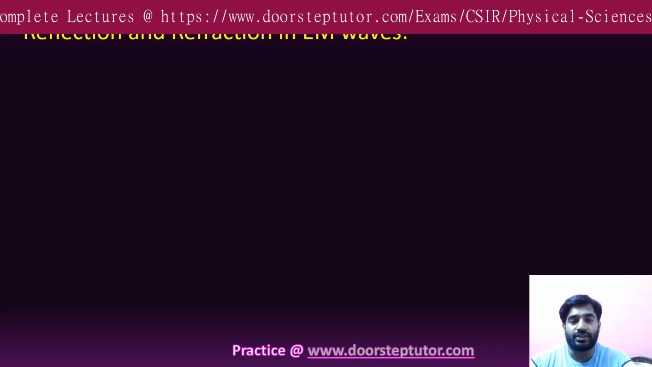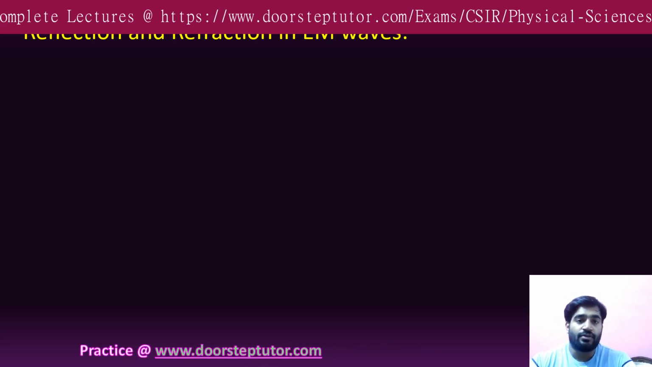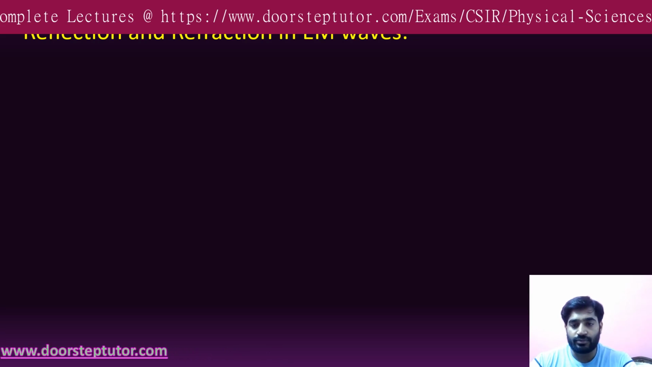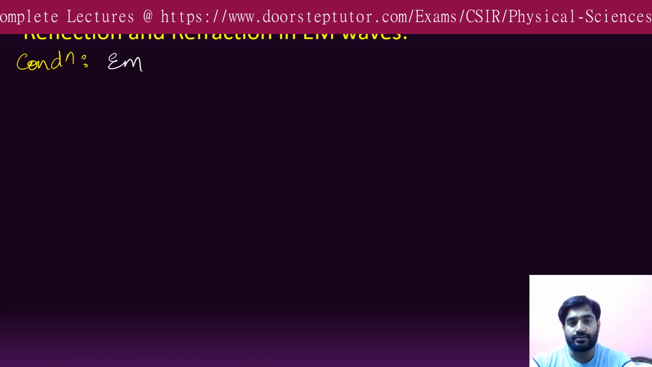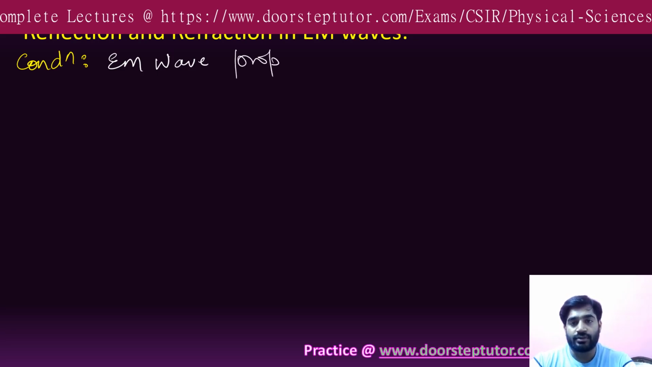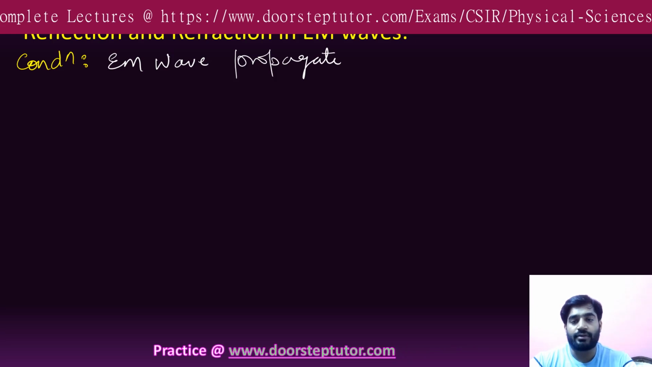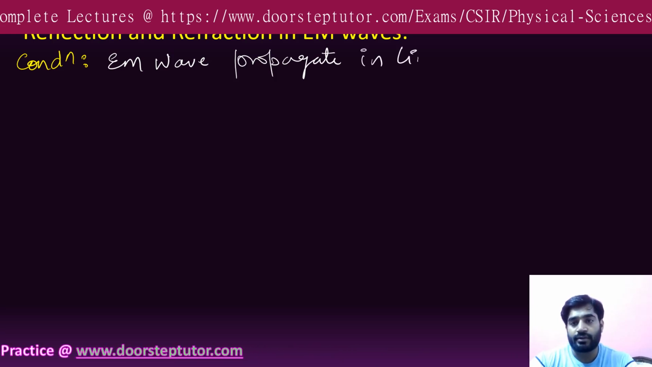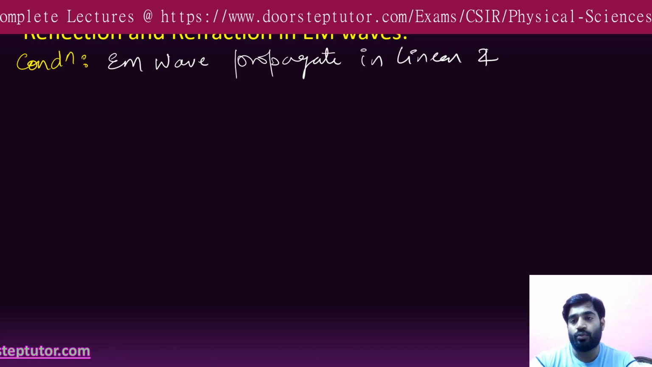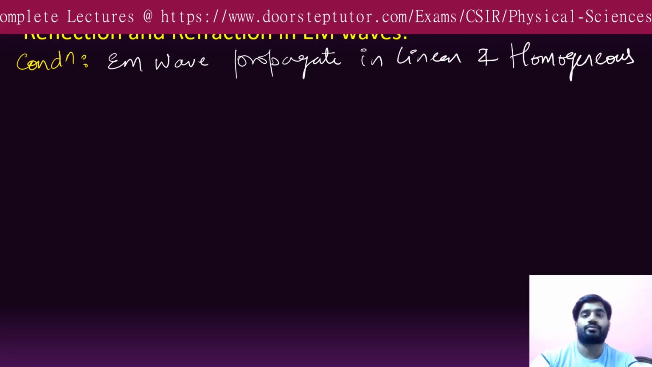Now we will see reflection and refraction in EM waves. For this we must know the condition. The condition is important. The condition is that EM waves must propagate in a linear and homogeneous medium. This is important. What is a homogeneous medium and a linear medium?